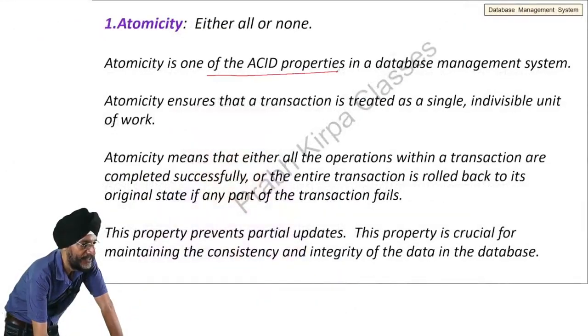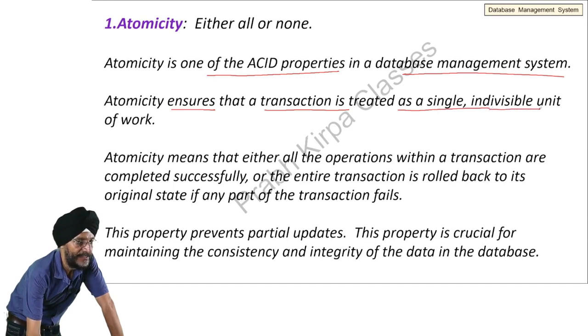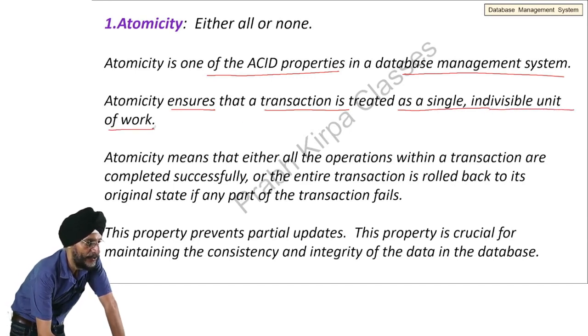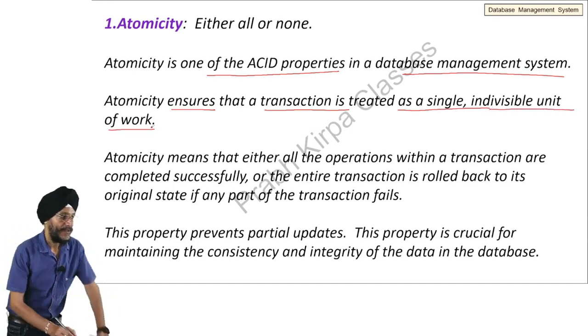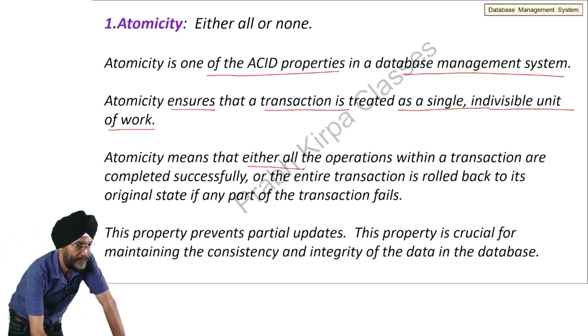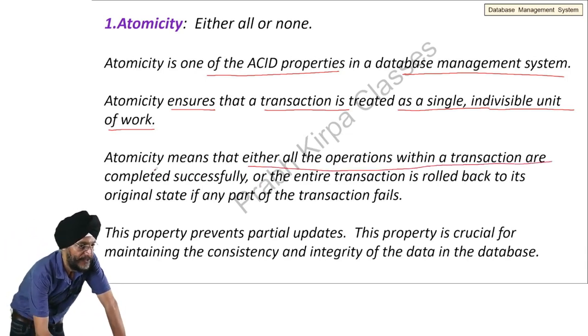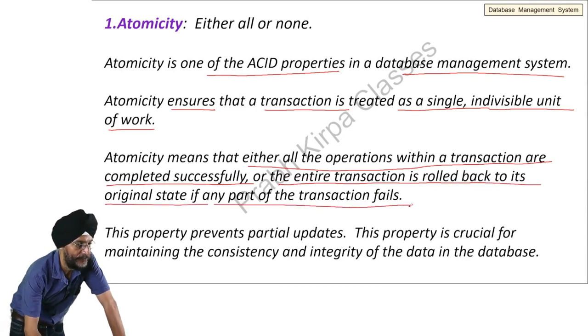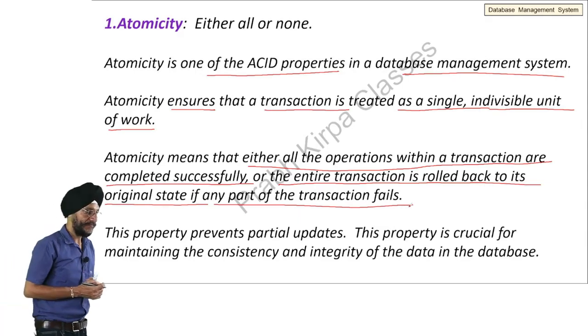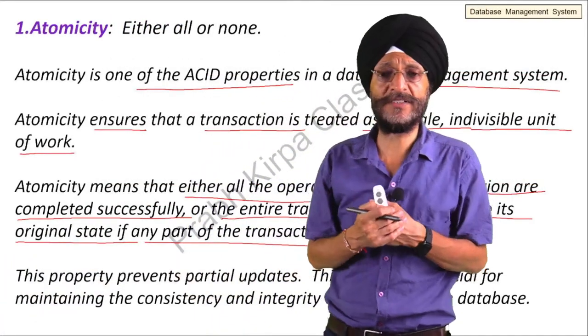Now let us read. Atomicity is one of the ACID properties in DBMS. Atomicity ensures that a transaction is treated as a single indivisible unit of work. Atomicity means that either all the operations within a transaction are completed successfully or the entire transaction is rolled back to its original state if any part of the transaction fails. We try to understand the same with the help of an example.